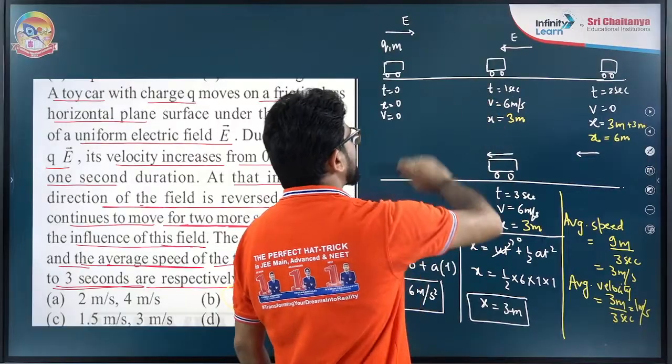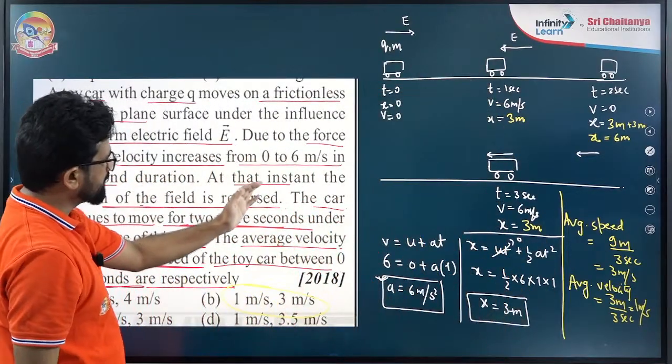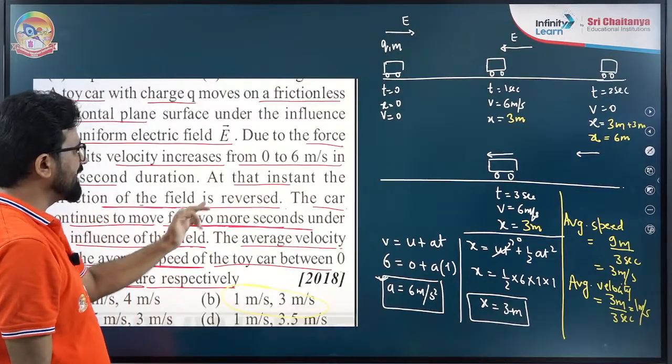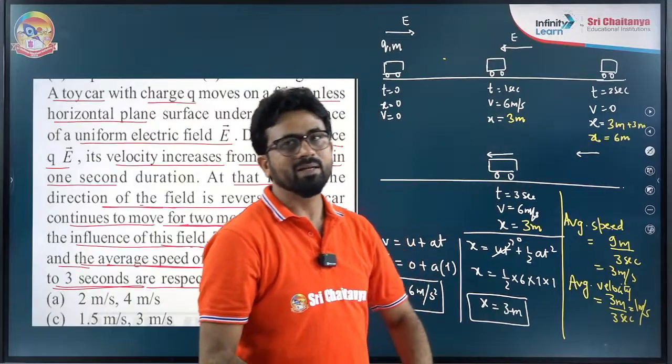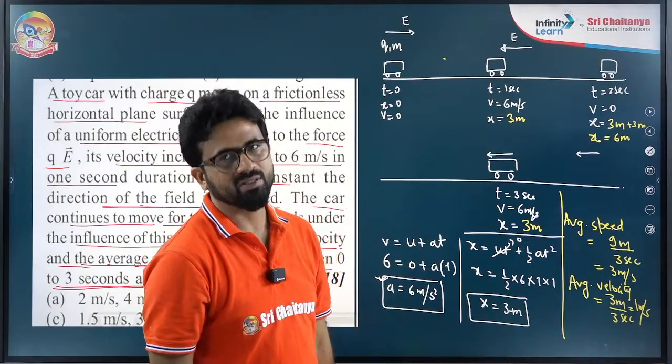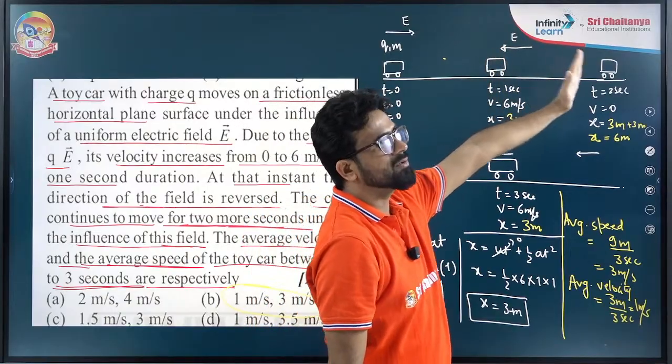Now we are getting it. Now second thing: at that instant the direction of the field is reversed. Now the field is reversed, opposite direction. Now what will happen? That acceleration becomes retardation. That means now velocity is going to decrease.